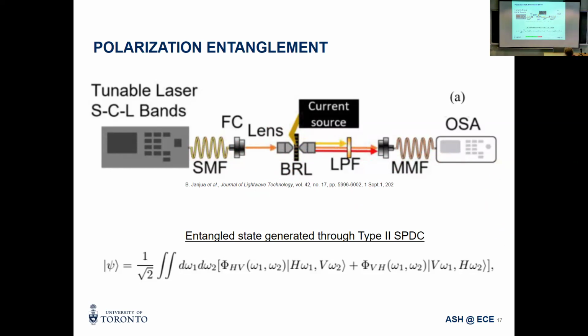For the equation, we're focusing on type 2 SPDC. If you remember, that was where you had a TE pump, and then one of the signals was TM and the other was TE. This is the joint entangled state, where phi is the joint spectral amplitude of each case of the HV and the VH. And to get a maximally entangled state, these need to be equal. So we want those to be as close to each other as possible.